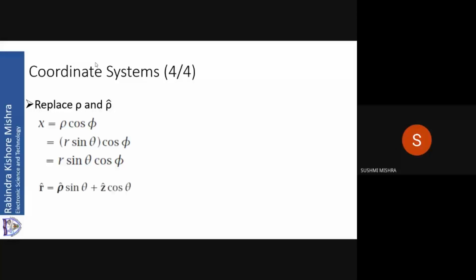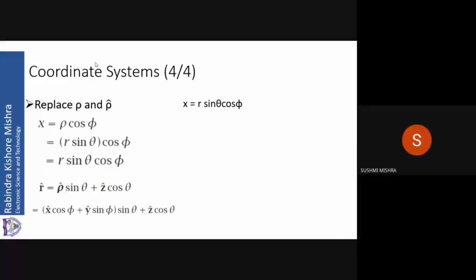Okay. Then r cap. r cap is equal to rho cap sin theta plus z cap cos theta. Replace this rho cap. For rho cap, we can put x cap cos phi plus y cap sin phi. So put that for rho cap into sin theta plus z cap cos theta. That gives me the value of r cap: x cap cos phi sin theta plus y cap sin phi sin theta plus z cap cos theta. So that is for r cap.